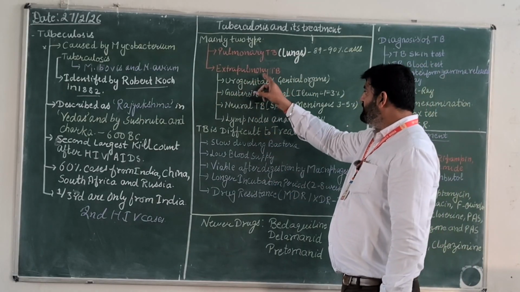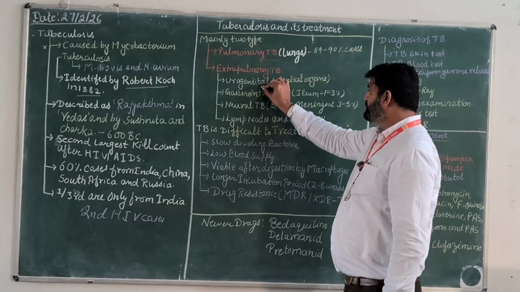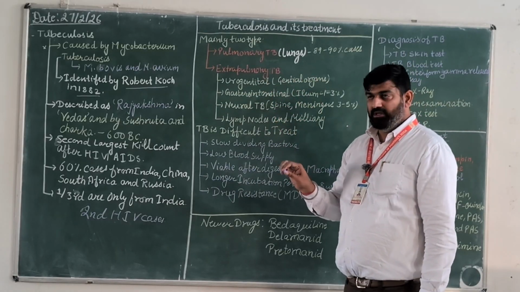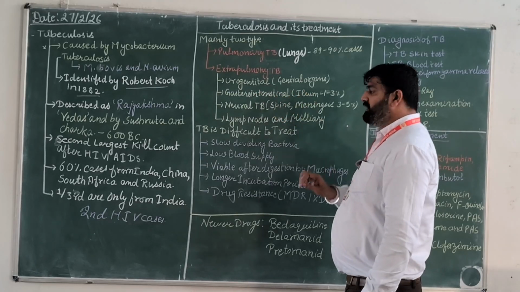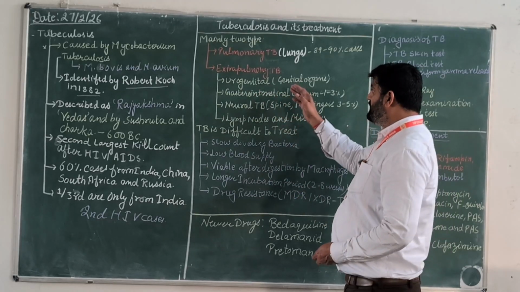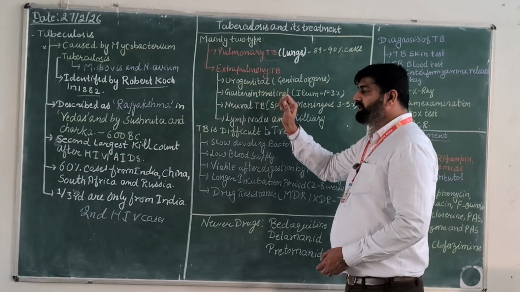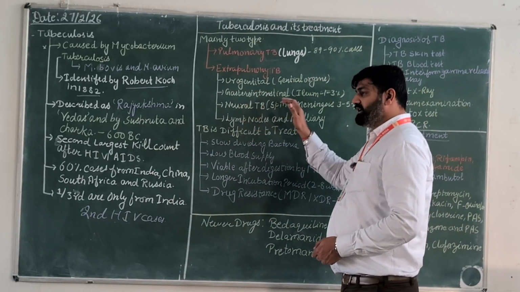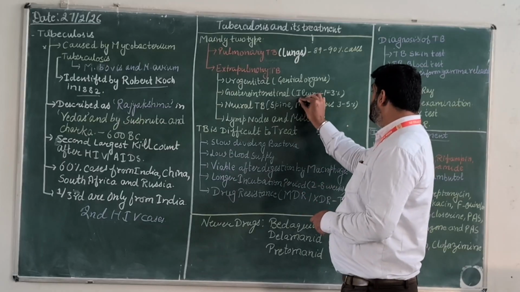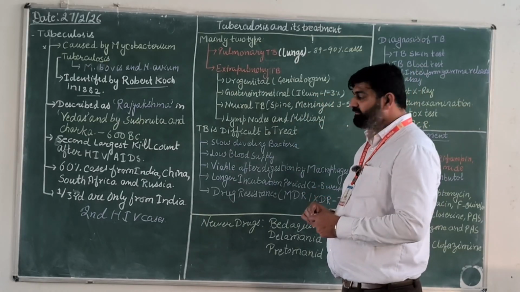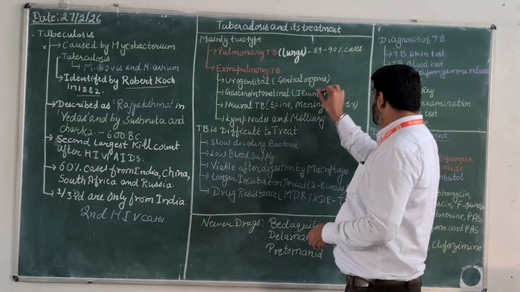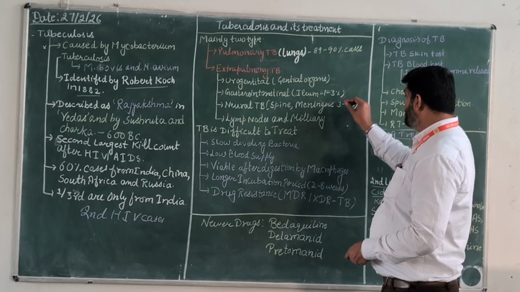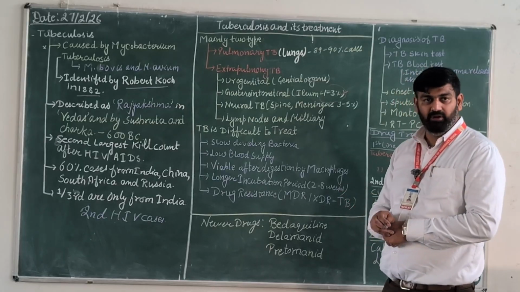Then there are some extrapulmonary forms, like urogenital TB, which affects the genital organs. Gastrointestinal tuberculosis is another form, where bacteria migrate from the lungs to the gastrointestinal tract, mainly targeting the ileum, with only 1 to 3% chance of migration. So only minor cases have been reported worldwide.